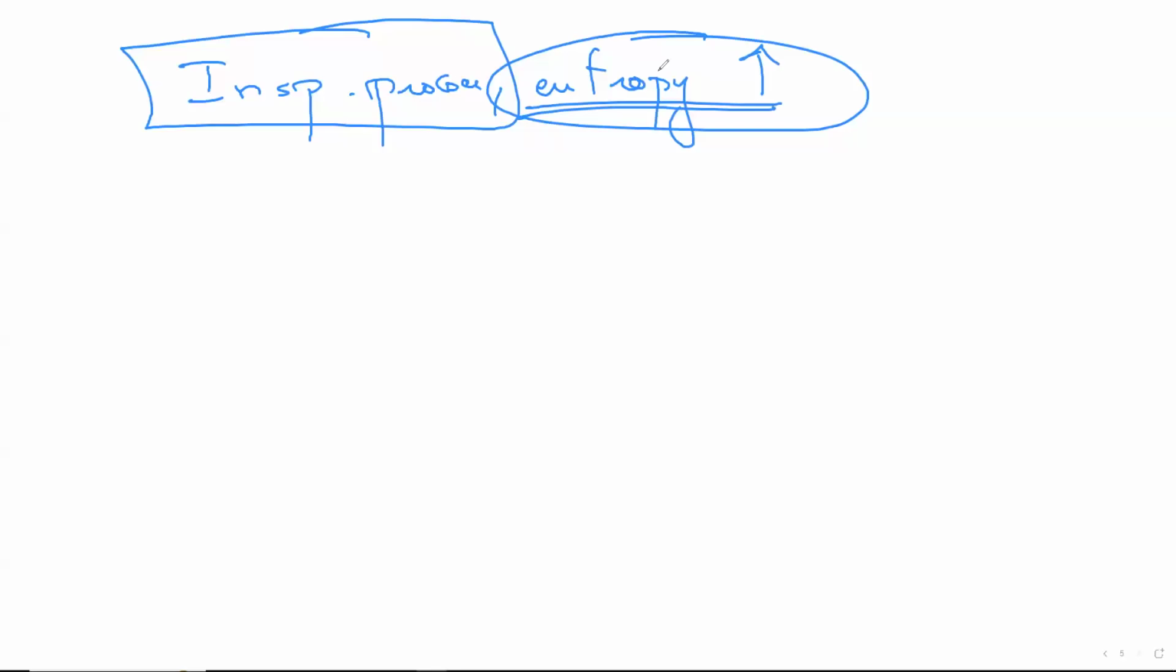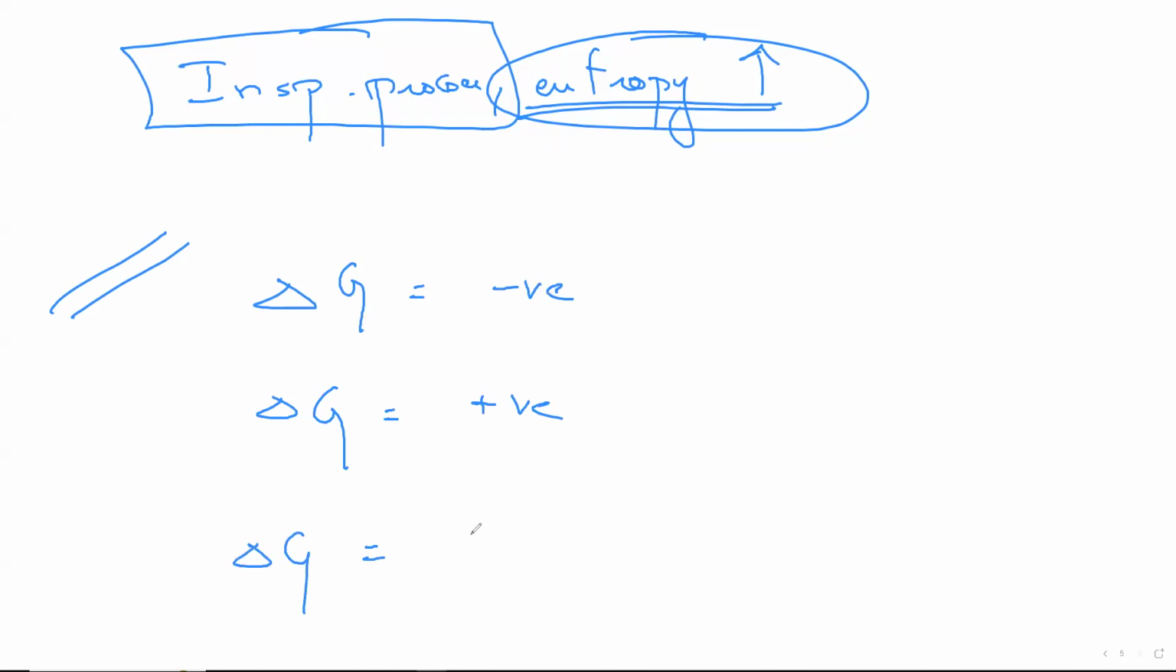Okay, and what's the relation? This is the last concept. What's the relation between Gibbs free energy and spontaneous process? Very simple. Delta G, which means change in Gibbs free energy, can be positive, it can be negative, it can be zero.